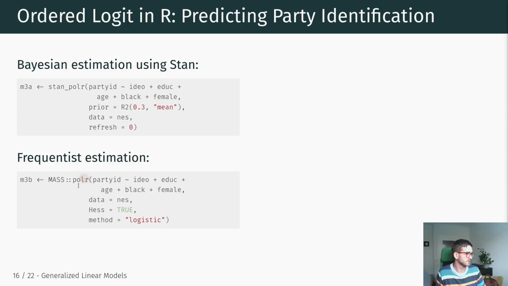The command here is polar, so we just omit the stan underscore, and the command is basically the same. If we include this argument Hessian equals true, we can get the Hessian matrix in the output as well, which will help us if we want to simulate quantities of interest, which we might talk about a little bit more in the Q&A session. Here we're specifying that this is a logistic. We could also have an ordered probit, and then we could include the method equals probit here.